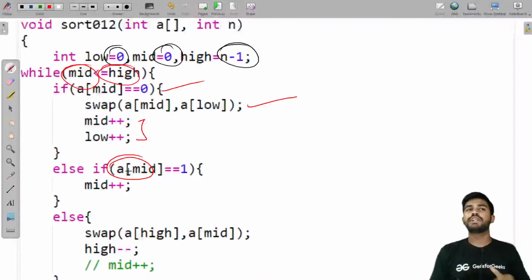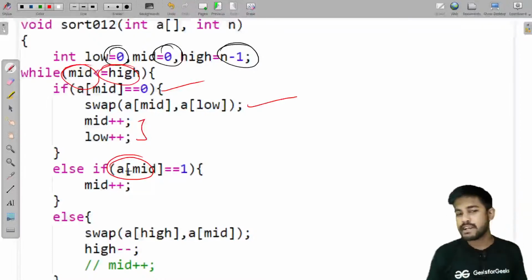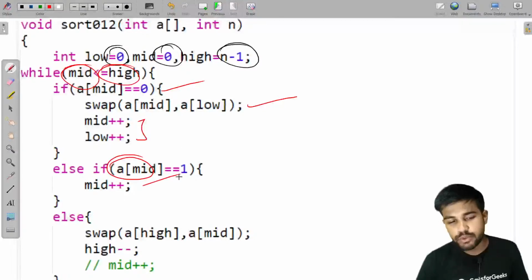I'm at the correct position. I just need to move forward. I have done my part for this position, so I would just move ahead.